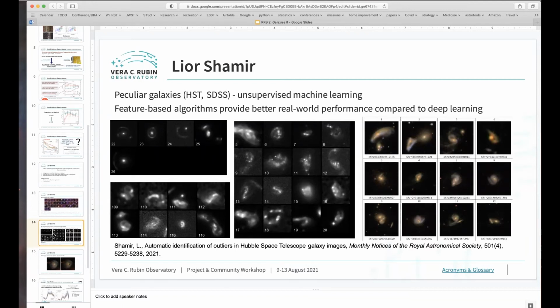It's not as clean as it looks here. The algorithm produces a lot of noise, a lot of false positives, but it's still manageable. Evidently, it can identify either the gravitational lenses that you see or other weird forms of galaxies. So it is manageable, and definitely better than not using an algorithm at all. In that case, it's not doable. Next slide, please.